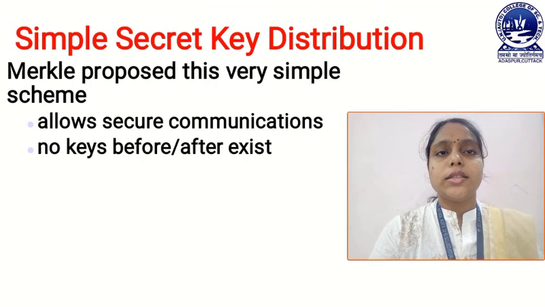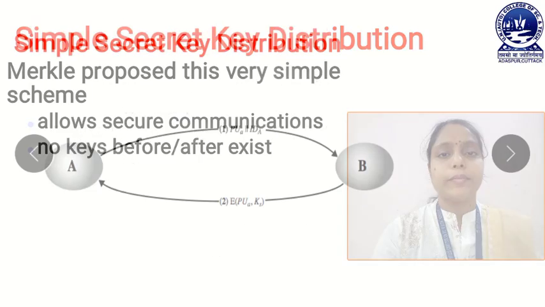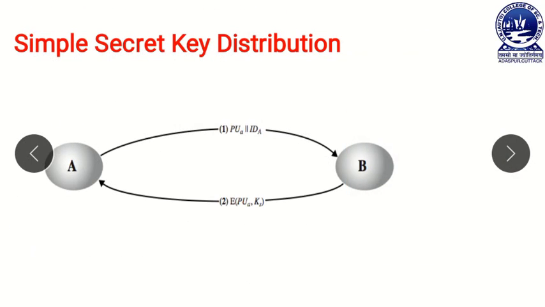Next, simple secret key distribution. This distribution was proposed by Merkle. This distribution allows secure communication, and here no keys exist before and after. Now look at the scenario. Now look at this figure. In this figure, A is the initiator or the sender and B is the responder or receiver.